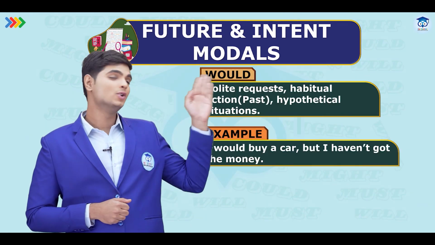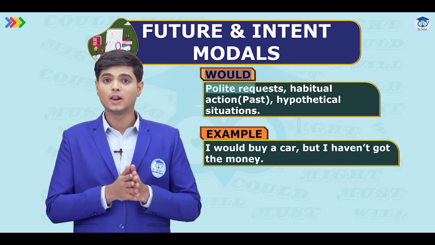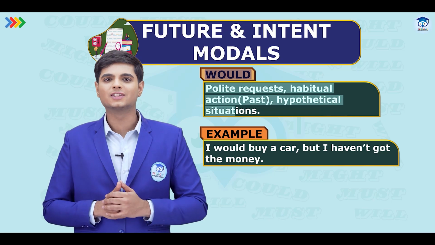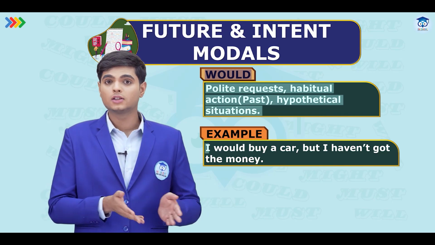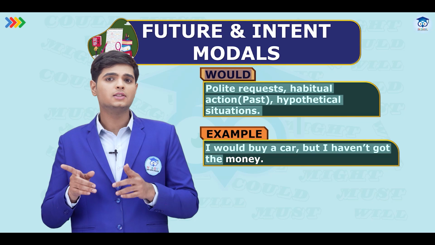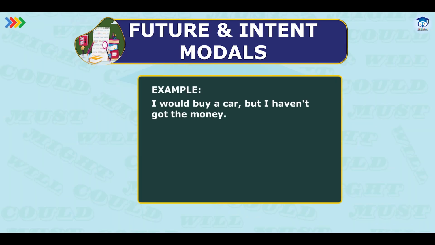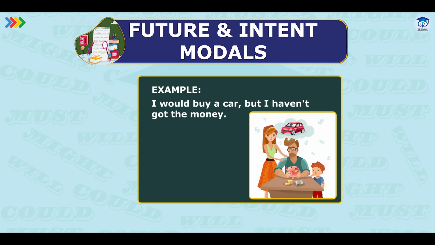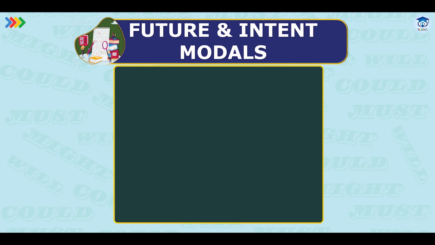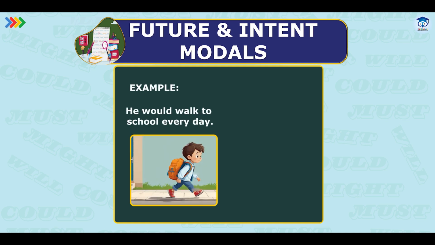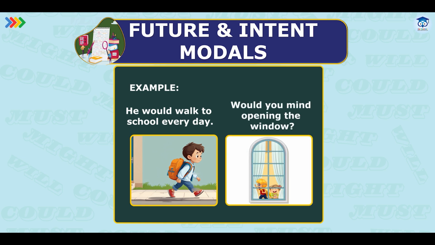Next is would, which helps us talk about polite expressions, past habits and imaginary conditions. It is used for polite requests, habitual action, past, hypothetical situations. For example, I would buy a car but I haven't got the money. That's a hypothetical case. We also use would to describe old routines. He would walk to school every day. Or to make polite requests like, would you mind opening the window?